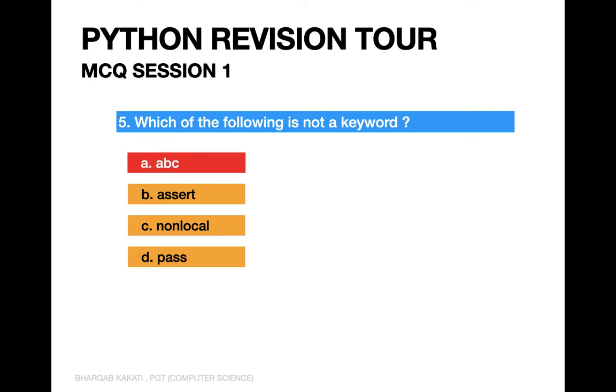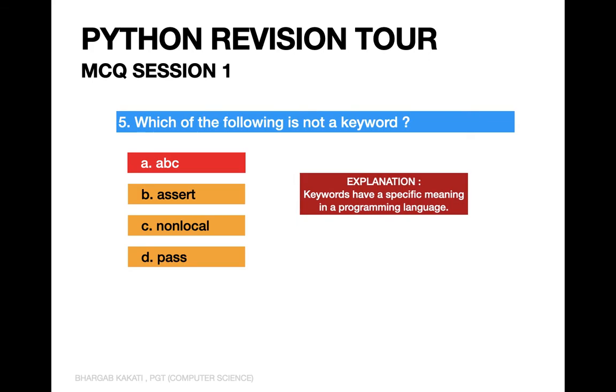Why? Because ABC does not have any meaning in a programming language. We have to give meaning to ABC if we want to do so. Therefore, it is not a keyword. Other than this, assert, non-local and pass, all these three are keywords in the Python programming language. What is a keyword? Keywords have a specific meaning in a programming language. B, C and D have some meaning, but option A does not have any meaning in Python programming language.